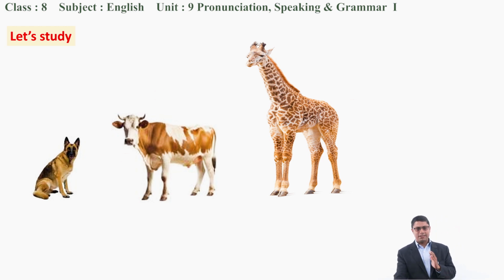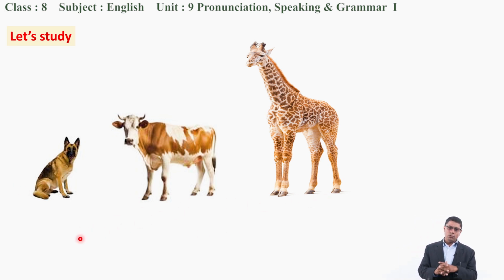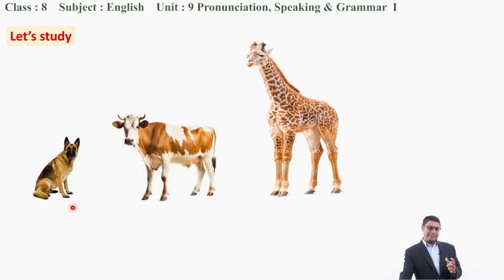So what do you see in the picture? Okay, there's a dog, a cow, and a giraffe. So you do have three animals here. If you just look at them, which looks the tallest? Just look there. Cow is taller than the dog. In the same way, the giraffe here is taller than the cow. Do you see that?